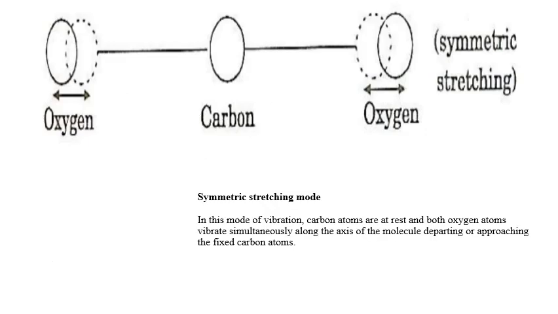In this figure, we are trying to explain the symmetric stretching mode. In this mode of vibration, the carbon atom is at rest and both oxygen atoms vibrate simultaneously along the axis of the molecule, departing from or approaching the fixed carbon atom. You are observing here the dashed circles and full circles of oxygen. This shows the stretching. Symmetric means both go first to the outer side and then both go to the inner side.